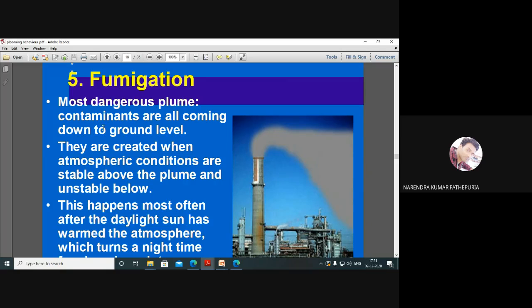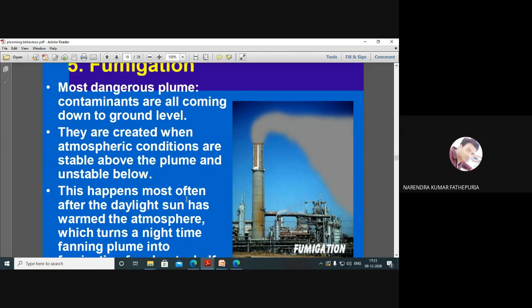Fumigation is the most dangerous plume. Contaminants are all coming down towards the ground. See there, they are created when atmospheric conditions are stable above the plume and unstable below. This will happen most often after the daylight sun.